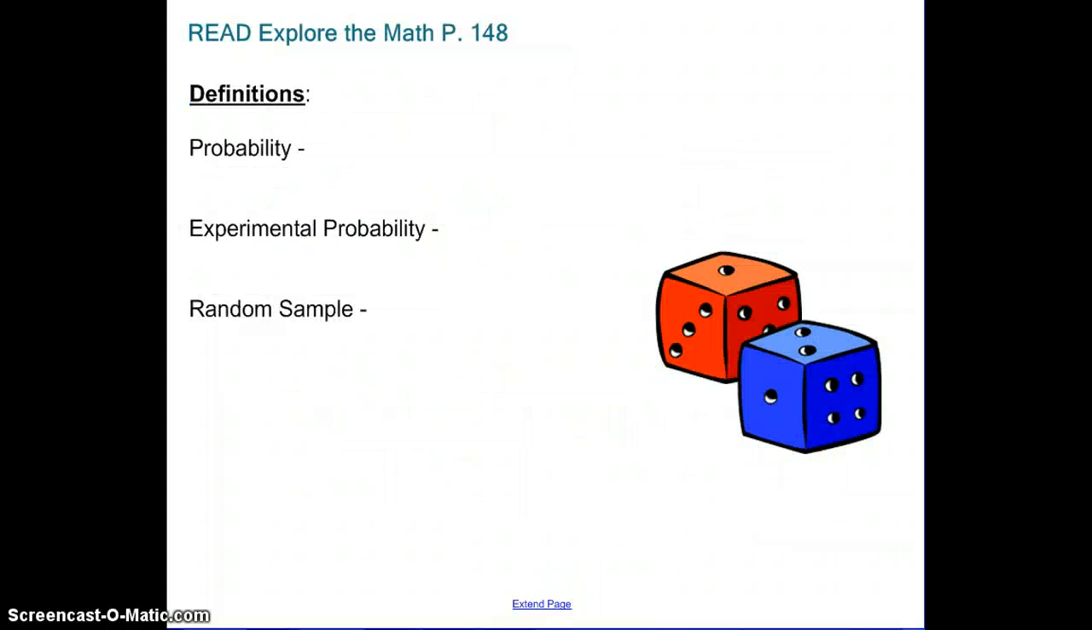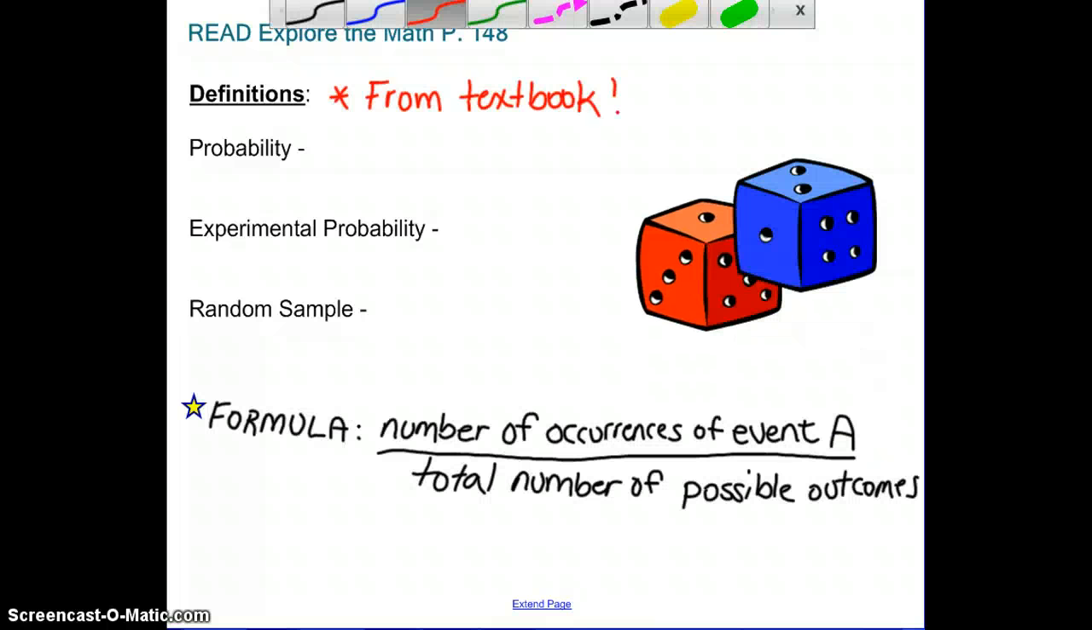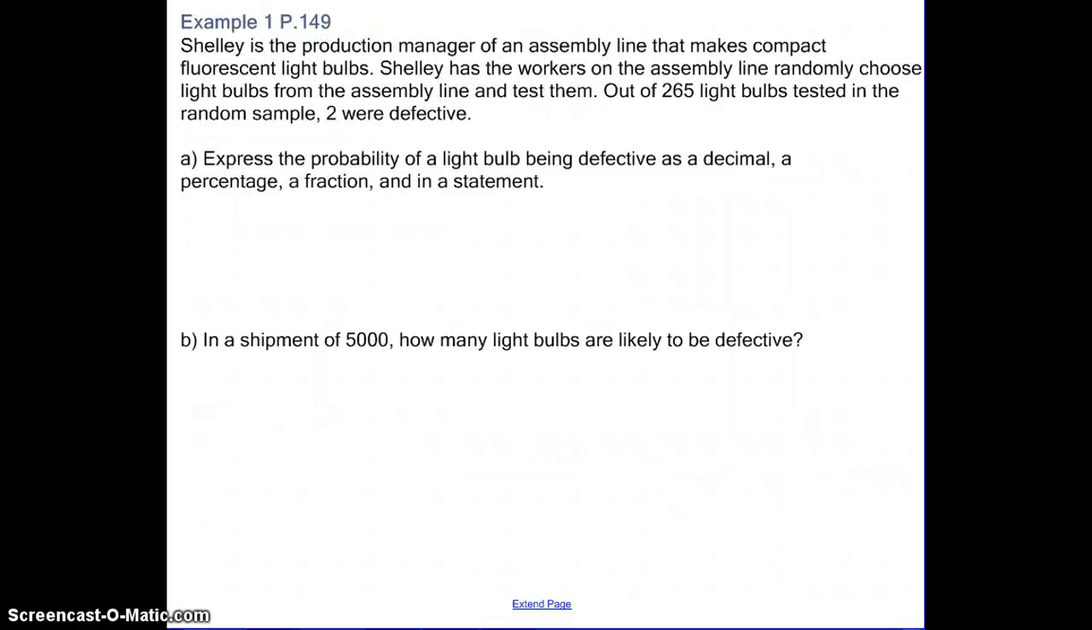Next, we're going to read Explore the Math on page 148 and fill out the following definitions. The definitions you can grab from your textbook under Explore the Math, and please also write down this formula because we will be using it a lot in the next little while. You can read through example 1 on page 149.